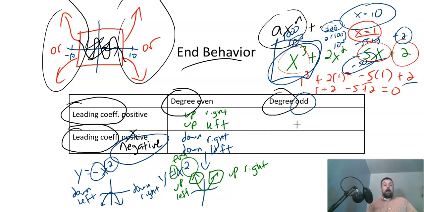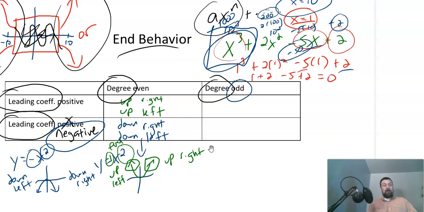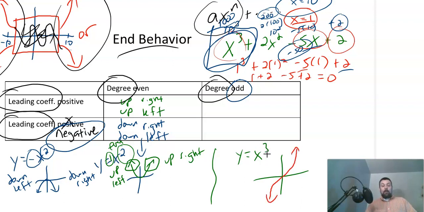Now, if the degree is odd, I think of a different graph, which I actually did not make you memorize in chapter 2. And that is x to the third power. Y equals x to the third power. And that graph looks like this, and it goes through like that. Okay. And the end behavior for this graph is it goes up to the right, but it goes down to the left. And so here, the degree is odd, the leading coefficient's positive.